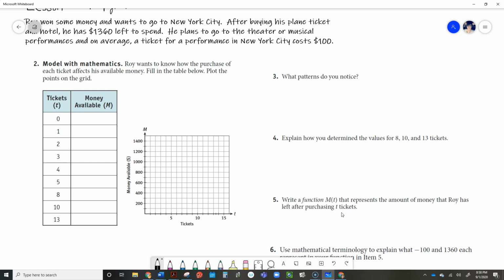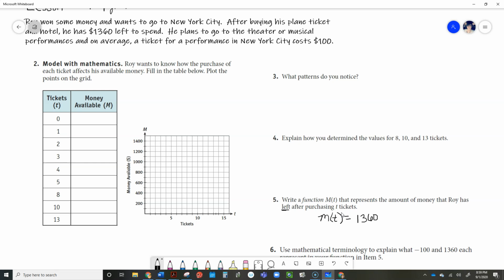We'll write this. Now, they're using M of T, they're using function notation. And remember, this represents the amount of money that he has left, okay? So he's starting off with some money. How much money does it say he's starting off with? He's starting off with $1,360. Now that's an initial amount. This is what he's starting off with, after, of course, he's already spent those two.